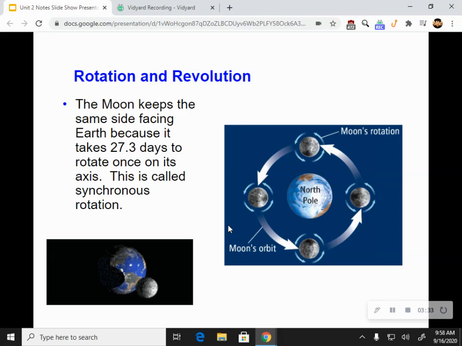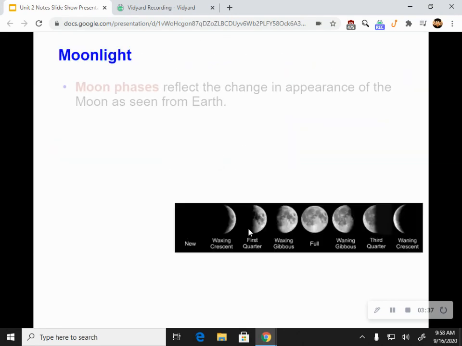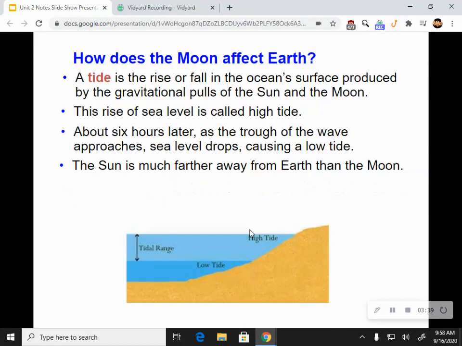Let's see. Do we want to talk about the moon and tides? Yes, we'll do moon phases next time.